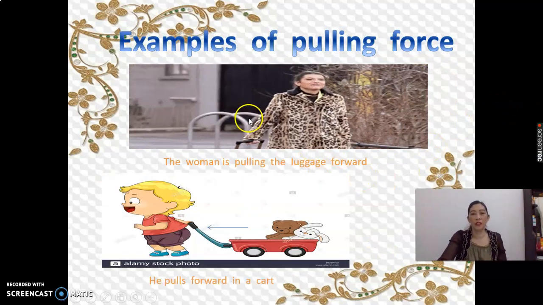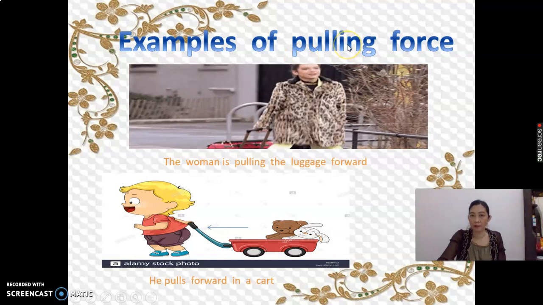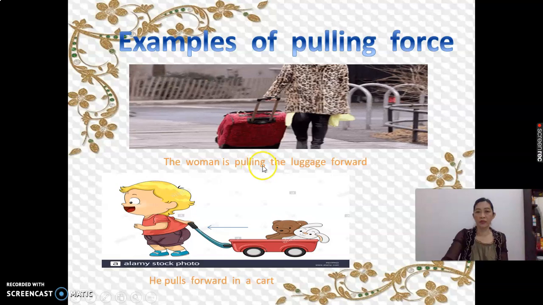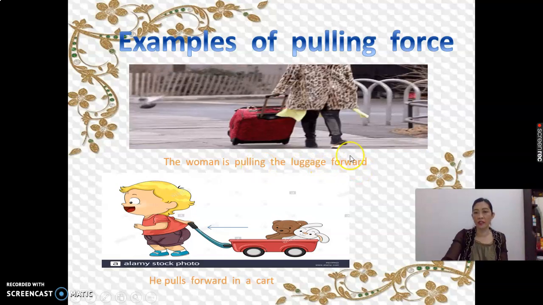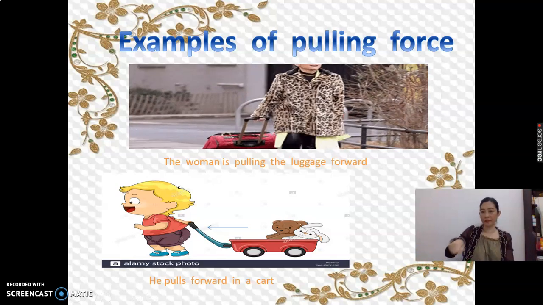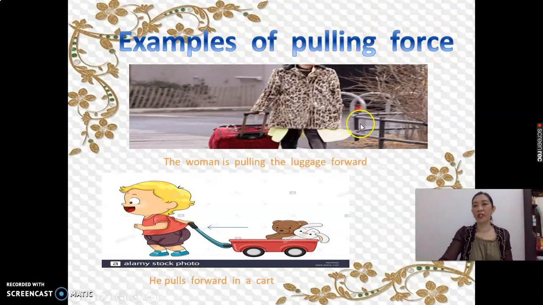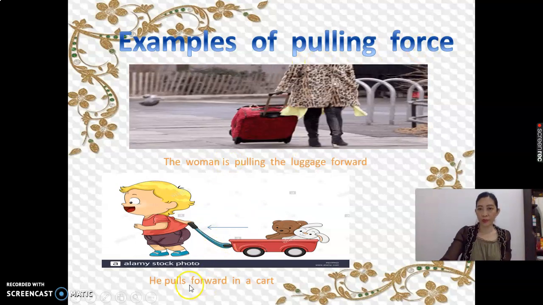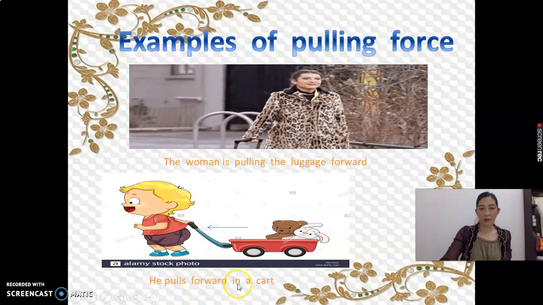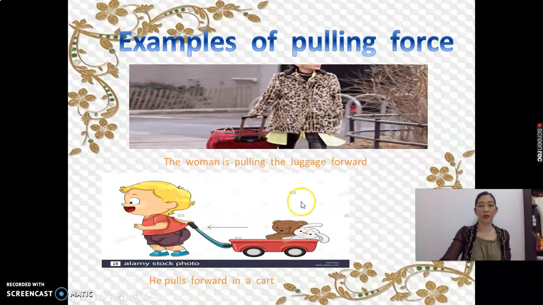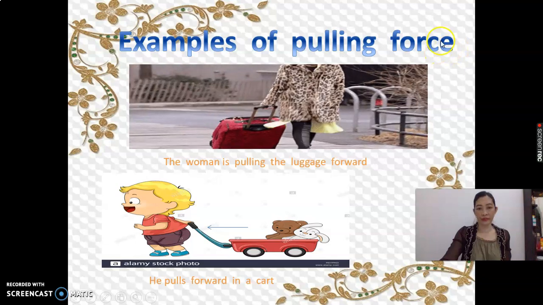So this is another example of pulling force. Number 1, the woman is pulling the luggage forward. That is pulling force. And the last example of pulling force is he pulls forward in a cart. So, this is an example of pulling force.